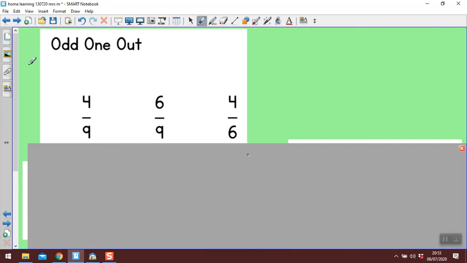Which one is the odd one out? 4/9, 6/9 and 4/6. Which one is not equivalent to the other two? Pause the video. I'd like you to have a go at drawing the bars using equal sections.